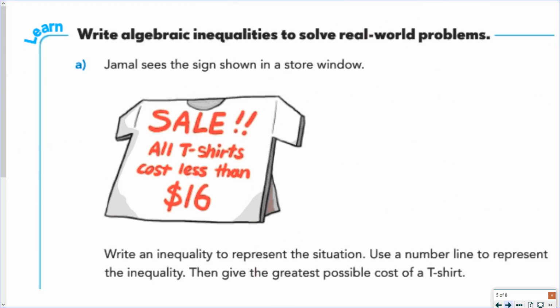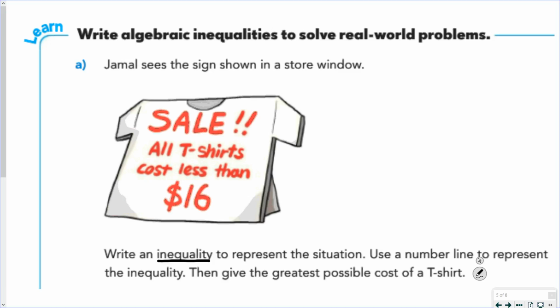Jamal sees the sign shown in a store window. Sale, all t-shirts cost less than $16. So we want to write an inequality, and that's an important word there because inequality means you're using greater than, less than, greater than or equal to, or less than or equal to. So we want to write an inequality to represent the situation.